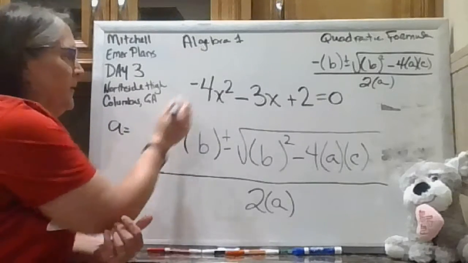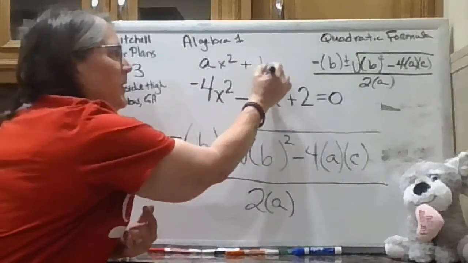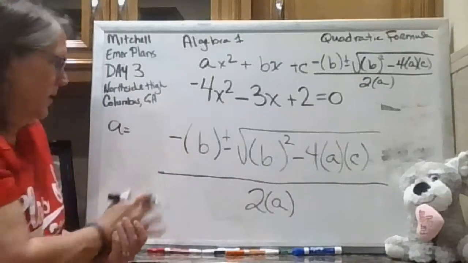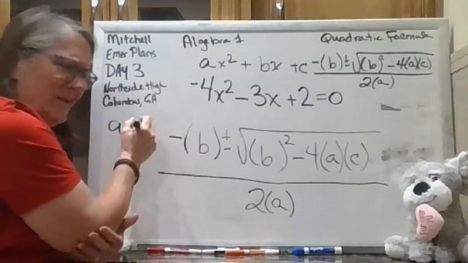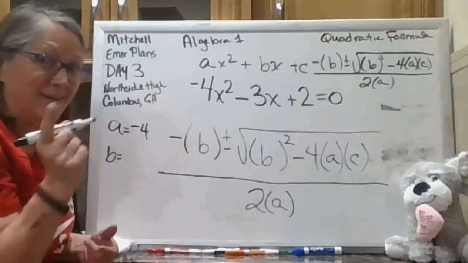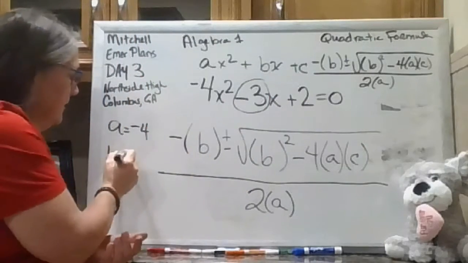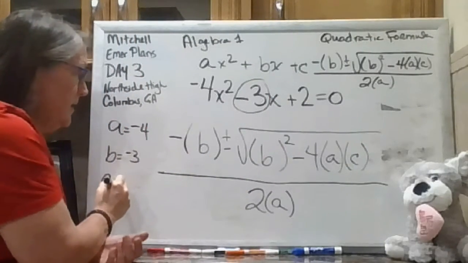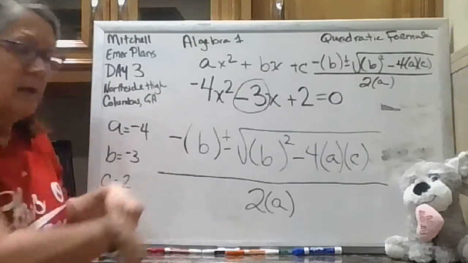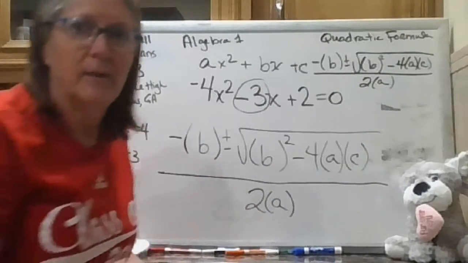So let's go over here. If you remember, it's AX squared plus BX plus C. That's where we're getting the A, the B, and the C from. So my A is, you're right, -4. Good job. B is, hey, remember, you got to take the sign with it. Don't lose that sign. -3. And C is +2. Got it? Now all we're going to do is just plug it in.